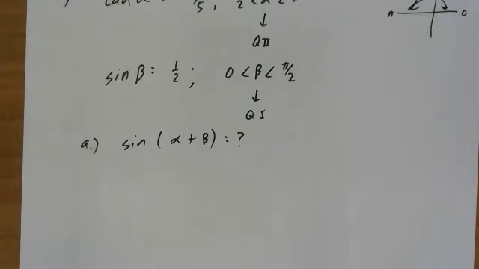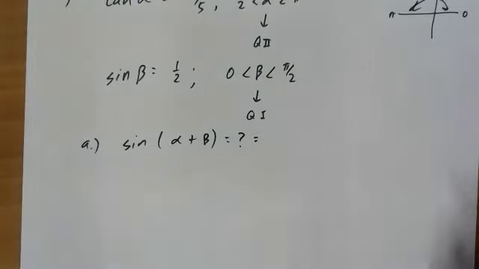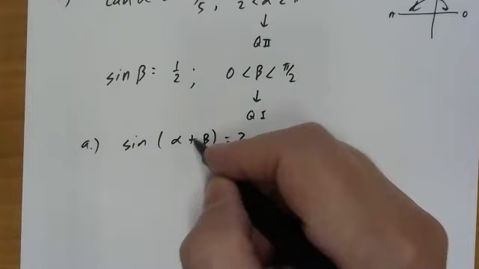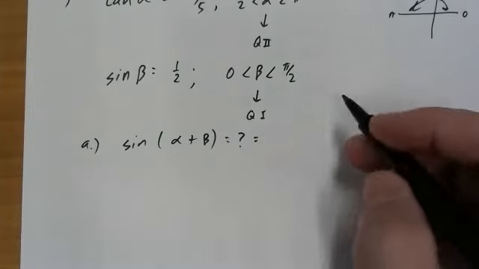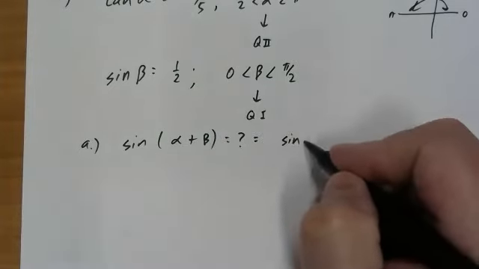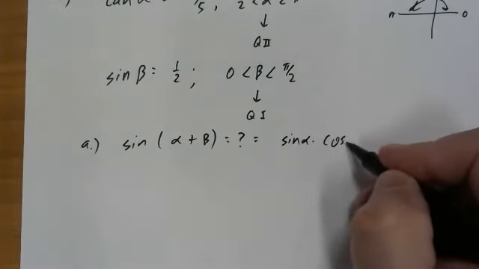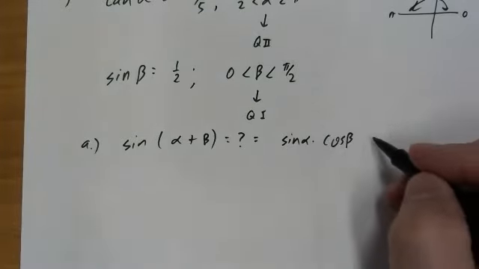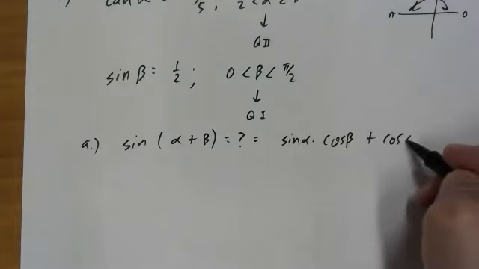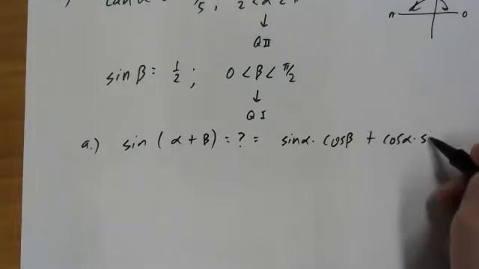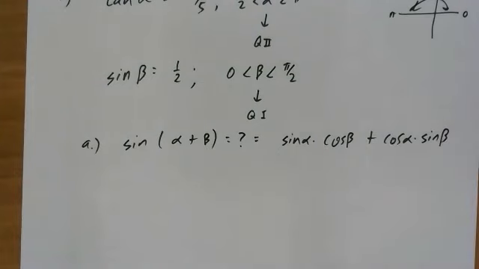So now I have my sum and difference formulas here. I'm going to write out what this would be. When you add two angles together and take the sine, it ends up being the sine of alpha times the cosine of beta plus the cosine of alpha times the sine of beta.